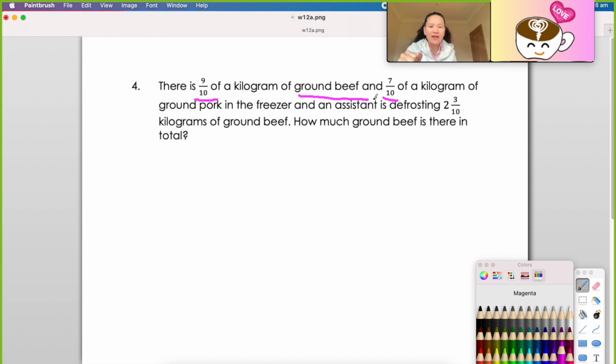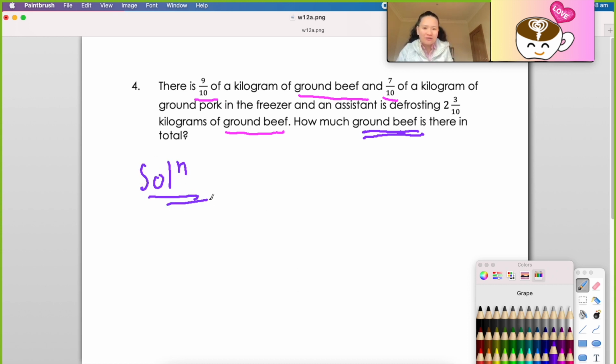Now, an assistant is defrosting 2 and 3 out of 10 kilograms of ground beef. How much ground beef, underline. They want you to find out ground beef, so pork is not related. Is that in total? So that means we focus on beef only. Okay, let's do the solution together. Beef only.